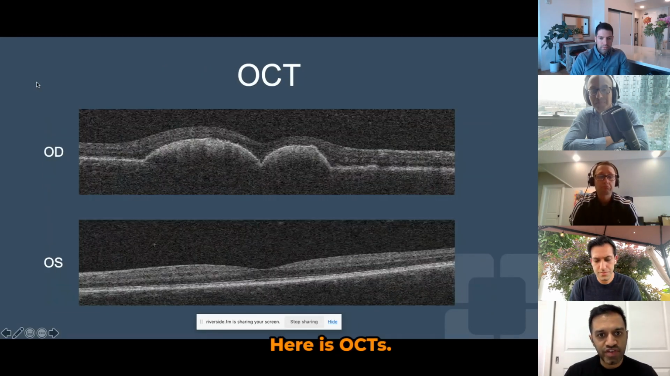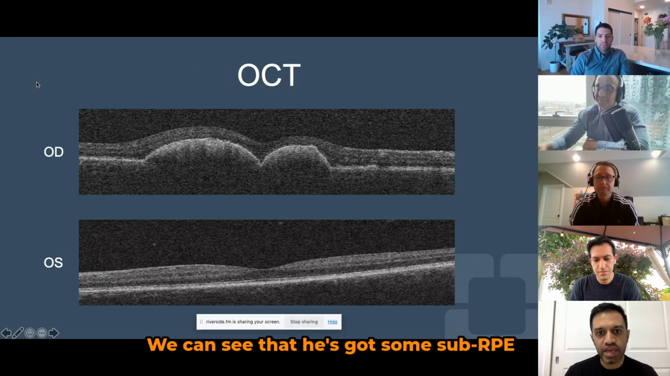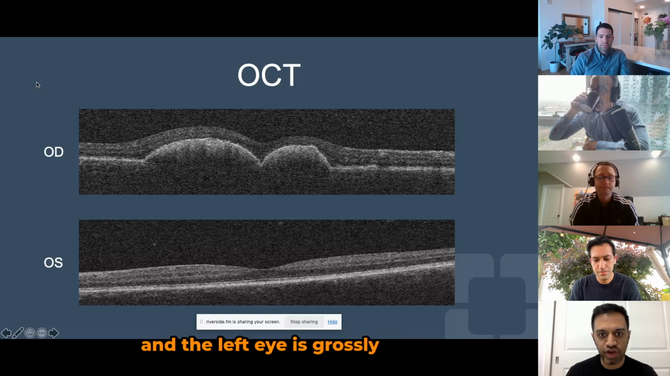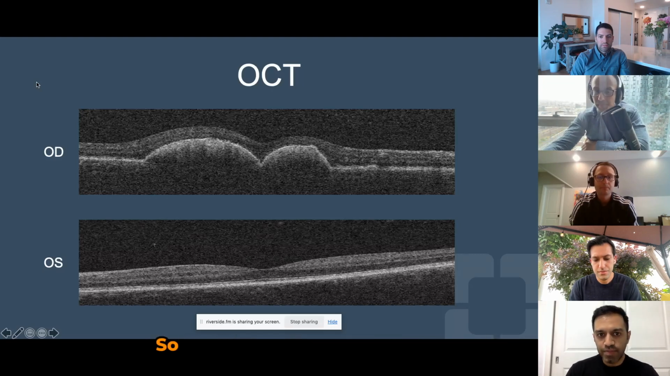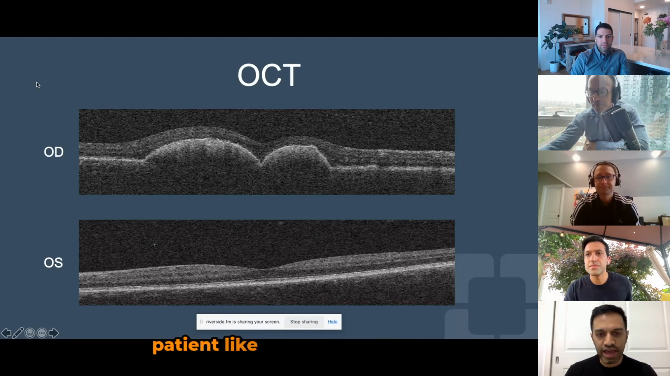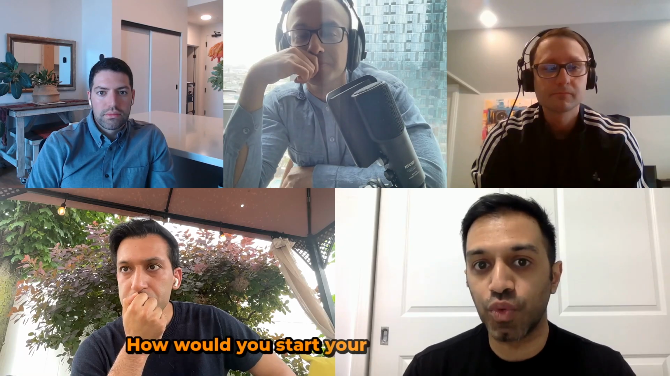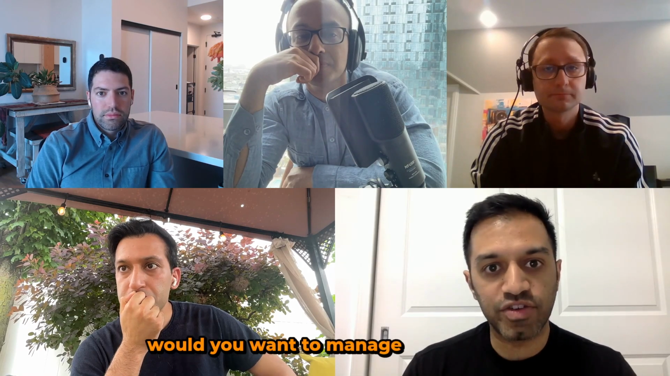Here are OCTs. We can see that he's got some sub-RPE large lesions in the macula in the right eye, and the left eye is grossly unremarkable. So starting out from here, if you get a patient like this, what are you inclined to do? How would you start your workup, and how would you want to manage this patient initially?